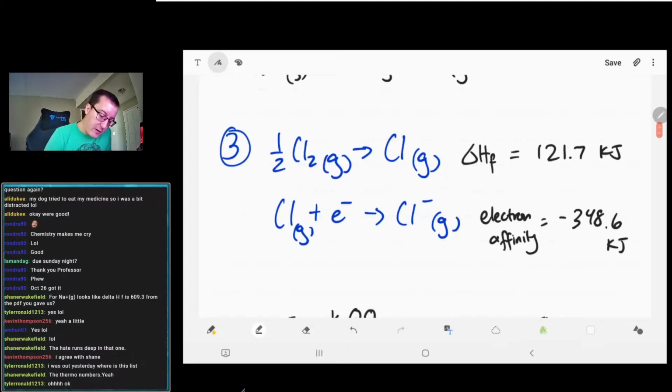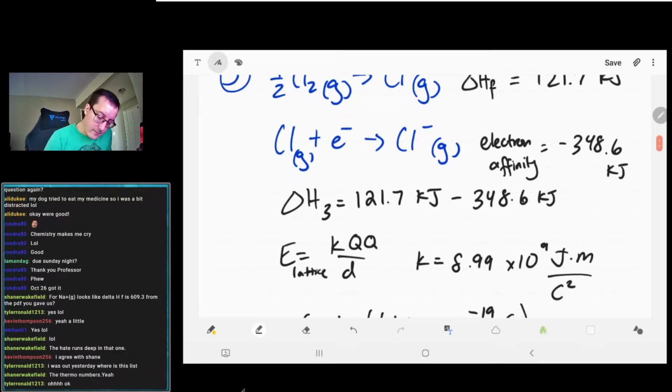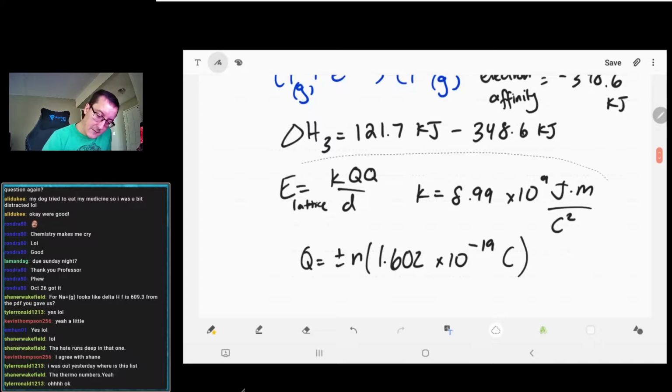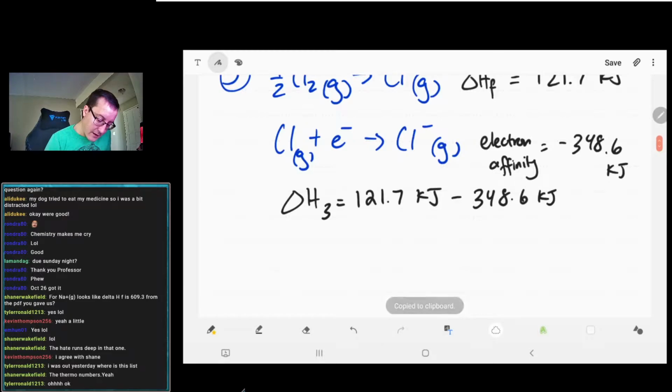So the overall would be just combining these two, right? We would say, okay, we're going to add up our 121.7, add that to our 348.6. Oh no, I had a secret equation for later. I'll hide it. Haha. Okay, no secret equations for you guys. I'm going to show you an easier way to do this, because nobody wants to do this thermochem crap. Okay, and so delta H3 would be equal to, Kevin, if you would be so kind.